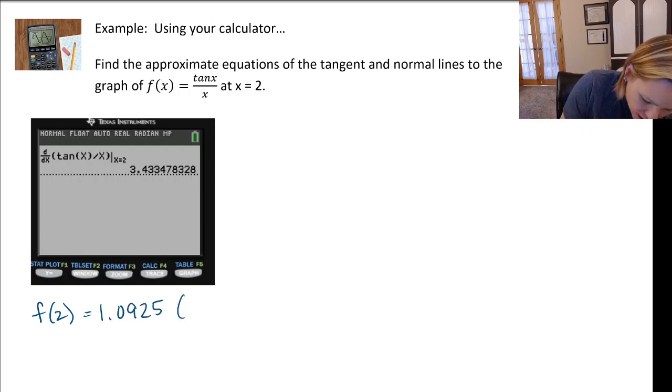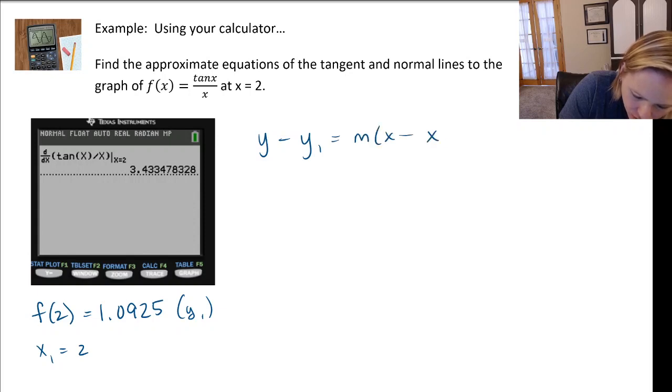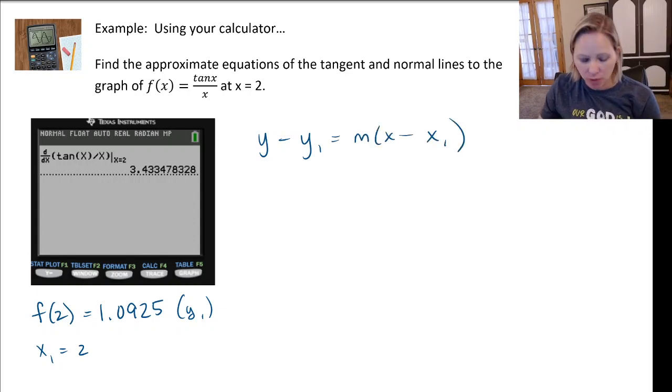This is my y1 value. So my x1 is going to be 2. So there's my point. So y minus y1 equals m times x minus x1. There's my x1 and my y1.